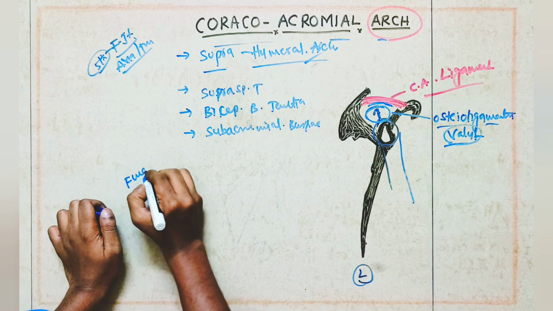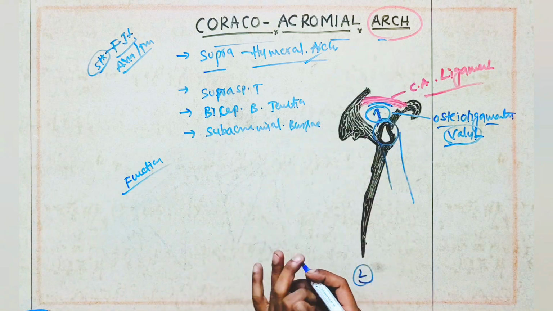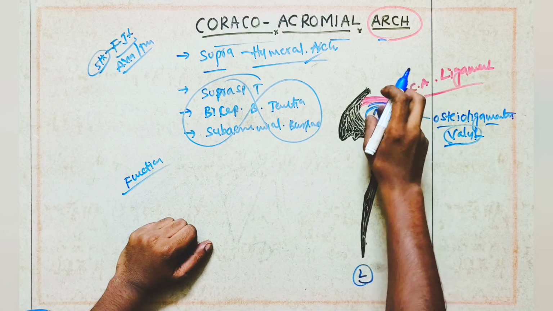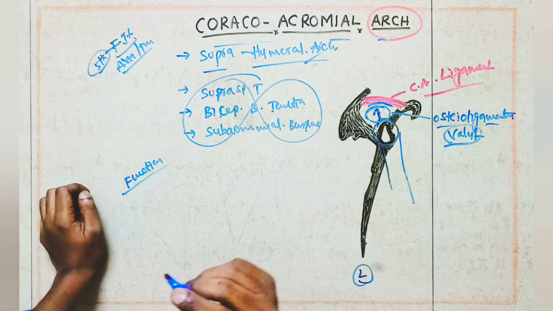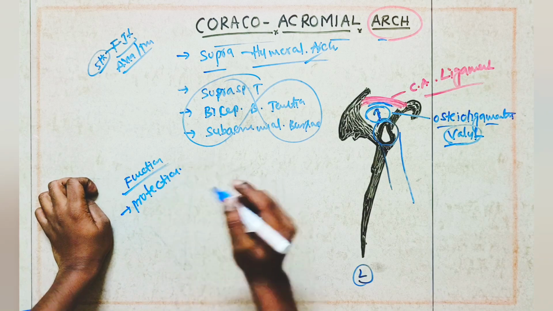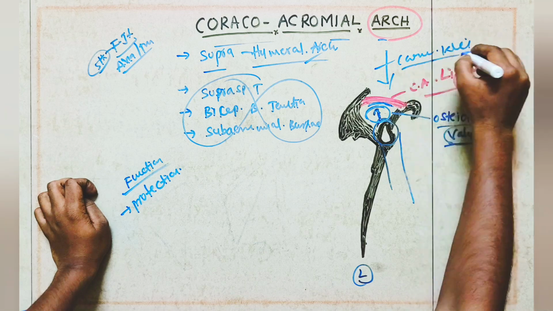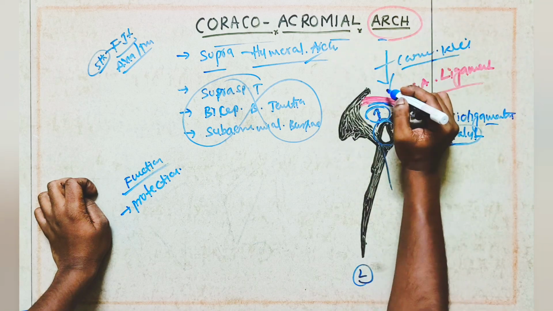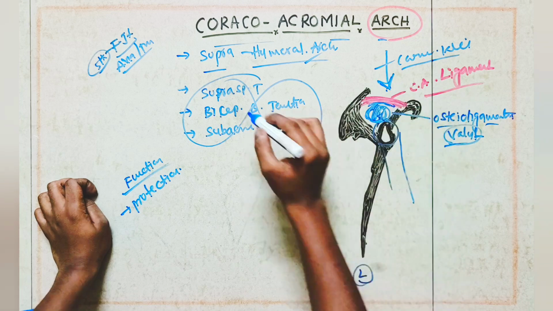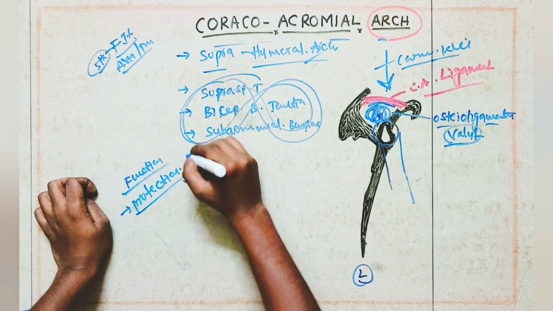Now we'll see the function of this arch. The arch which is present here is going to protect the structures which are present inside the arch. Suppose some upward force comes, like carrying weight on our shoulder, the full weight will come here, but the presence of this ligament is not going to compress the structures inside this arch. That is how it provides protection.